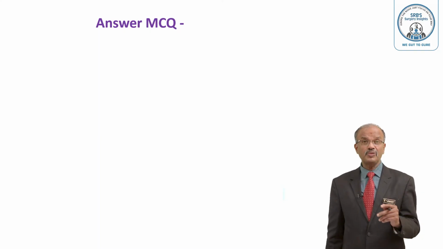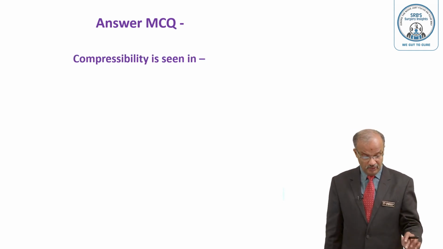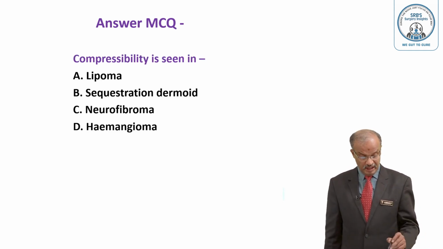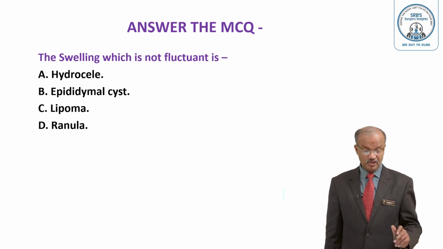Answer the MCQ. I appreciate and acknowledge your answer. Put it in the comment box. Compressibility is seen in lipoma, sequestration dermoid, neurofibroma, hemangioma. Put the right answer. Again, another MCQ. A swelling which is not fluctuant is hydrocele, epidermal cyst, lipoma, ranula. Again, put it in the comment box.